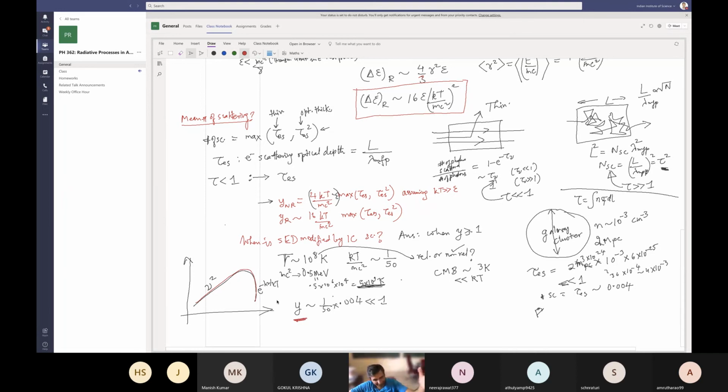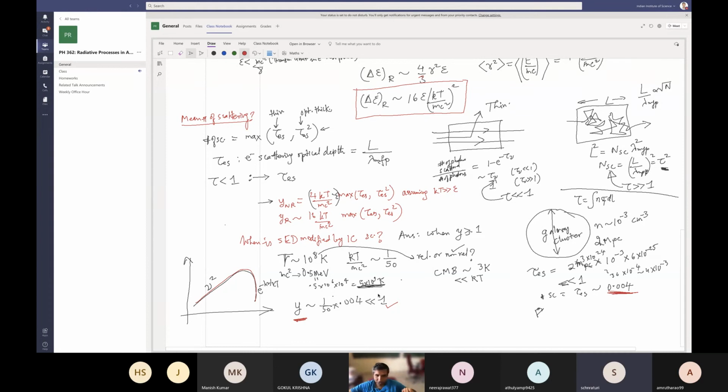Only a small fraction of photons get scattered, and whenever a photon gets scattered, the change in energy is small because kT is still much less than mc squared. You get it?